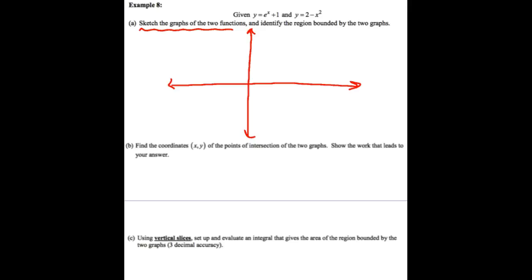I'm going to graph e to the x plus 1, which at 0 will hit 2. It's going to climb like that. And you can use your calculator, so if you need that to help you graph, go ahead. 2 minus x squared is an upside down parabola. Notice on most of the calculator ones, you really don't need it to graph them. That'll be an upside down parabola hitting at 2. It'll hit at about square root 2 here. It's going to go like that.